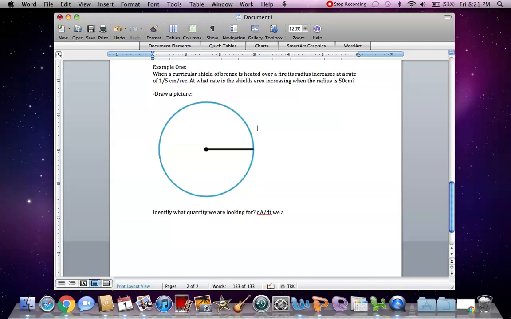Because we are looking for the rate at which the area is increasing. Pardon my spelling mistakes.